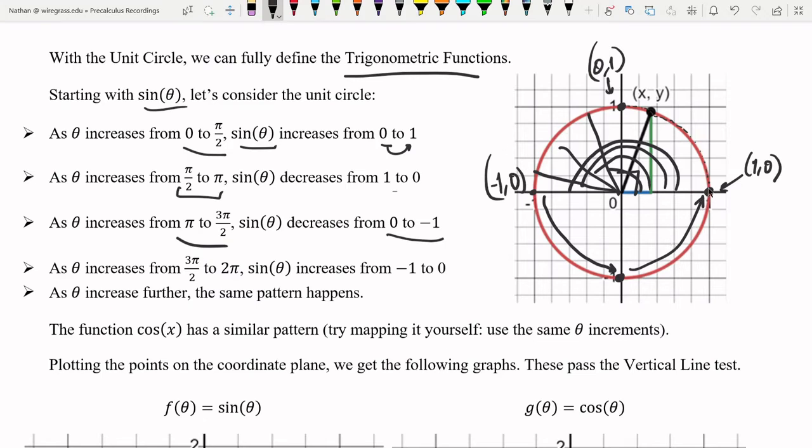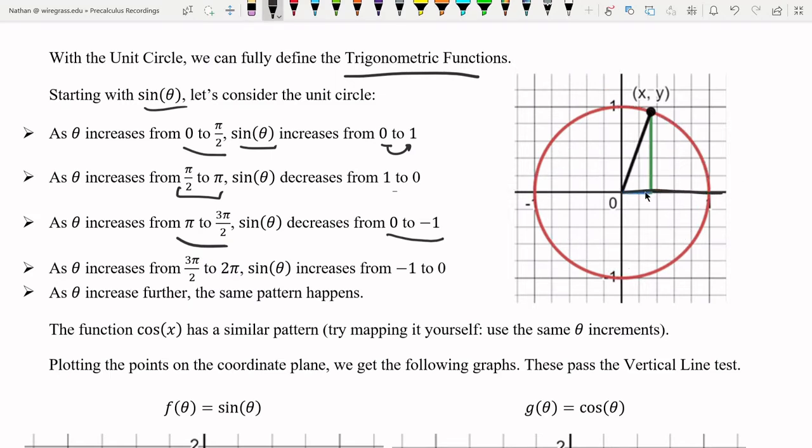Of course, sine theta then restarts at this point, once we go all the way around and we're at 360 degrees. If we increase further, we're just going back around the circle, going up along the circle to this point, from 2 pi to 2 pi plus pi over 2. And then you can keep going around this circular pattern.